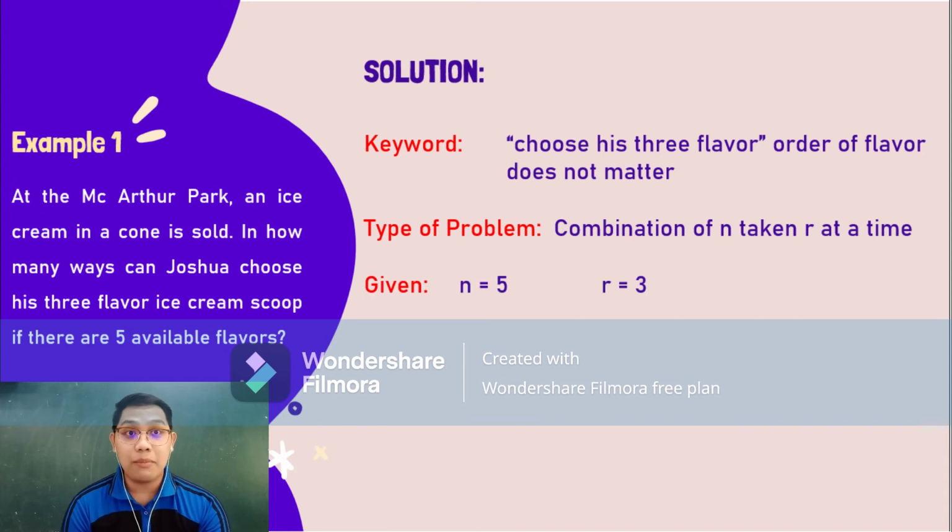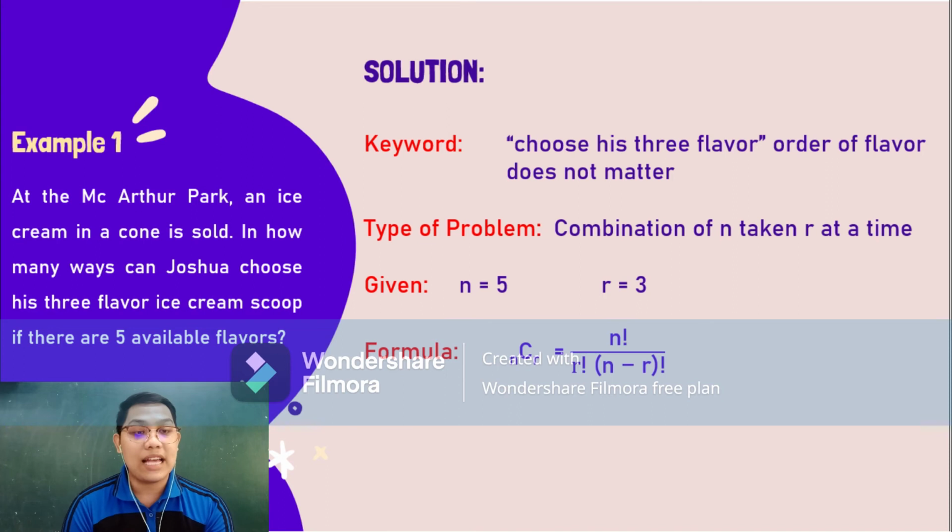Then the given here in this problem is n is equal to 5. Mao siya ang total number of available flavors sa ice cream. And our r is equal to 3 because Joshua only needs to choose 3 flavors. So mao siya ang r is equal to 3. Then our formula, as mentioned earlier, the combination of n taken r at a time is equal to n factorial over r factorial times the factorial of n minus r.